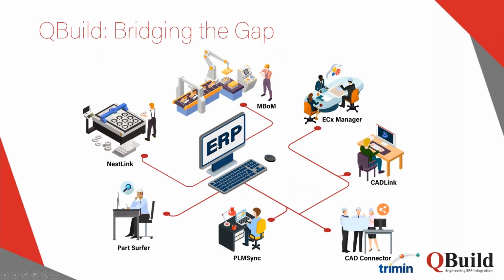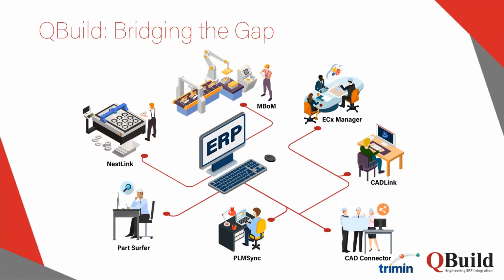So firstly, quick introduction to QBuild. Who are we? What do we do? So QBuild, we're a software development company. We focus on engineering software and production software integration to ERP. So really focusing on connecting systems and departments across the company and bridging those gaps between those systems to allow for more automation, more time given back to your team's day and less time spent on tedious tasks such as manual data entry and worrying about things like accuracy of data.